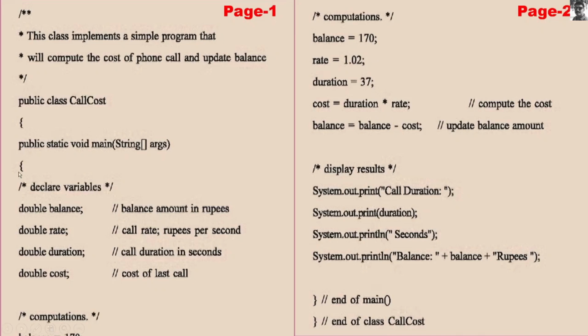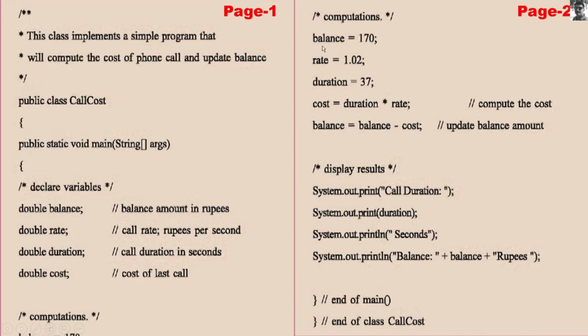double balance, double rate, double duration, double cost. So all these are variable names and their type is double: balance, rate, duration and cost. Then the computation starts on page 2.